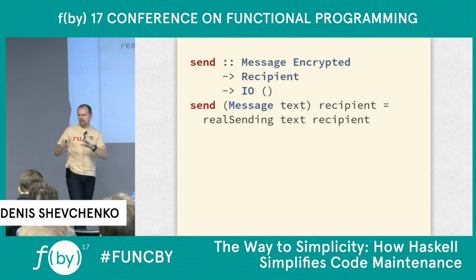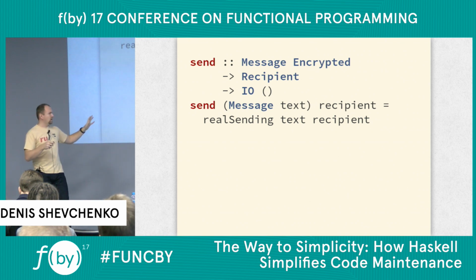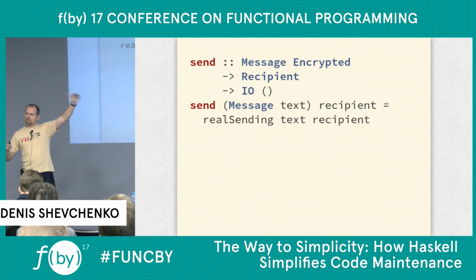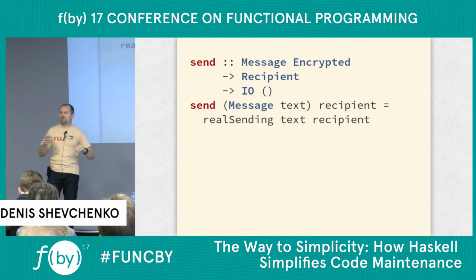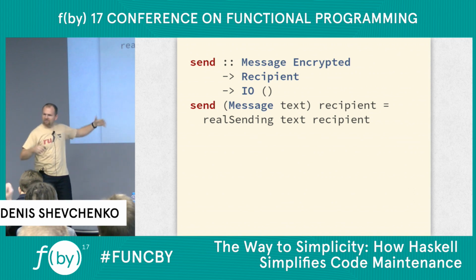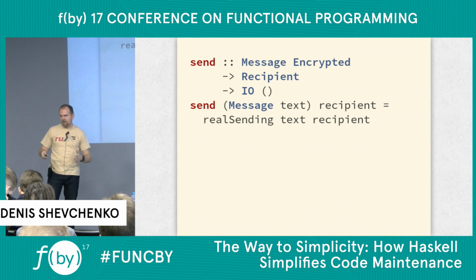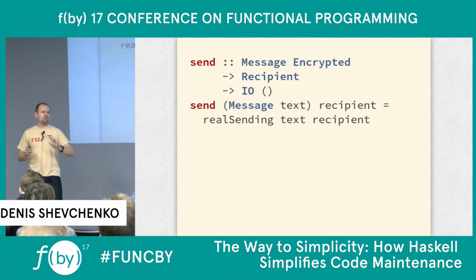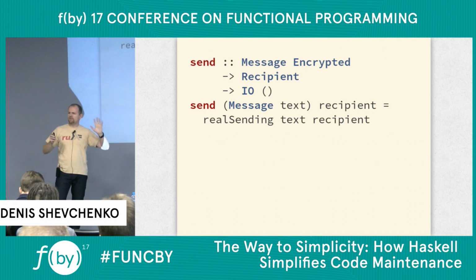And what we see now in the send function is that there is no pattern matching on encrypted and unencrypted. We just define that the first argument is an encrypted message. So if we try to pass a plain message in this example, it doesn't compile. And if we see that our code compiled successfully, we definitely know that we send an encrypted message. It's a guarantee from our compiler.